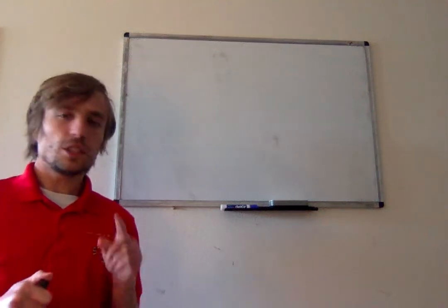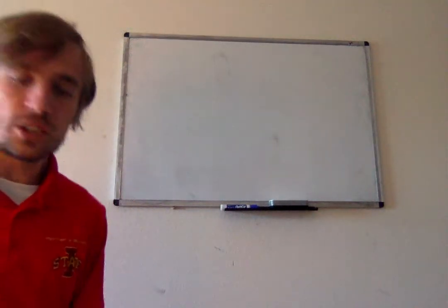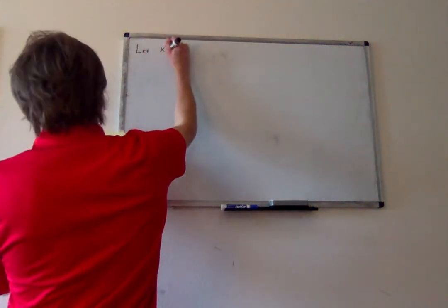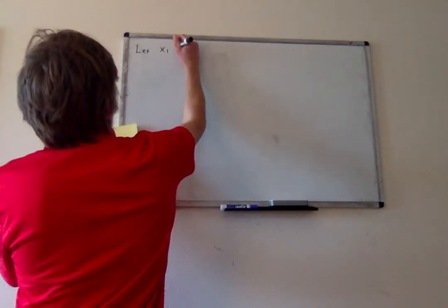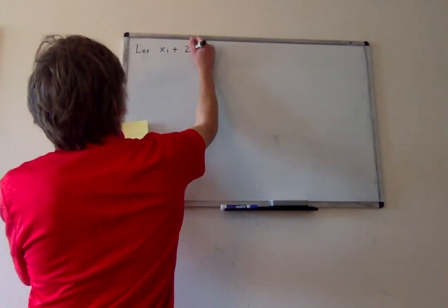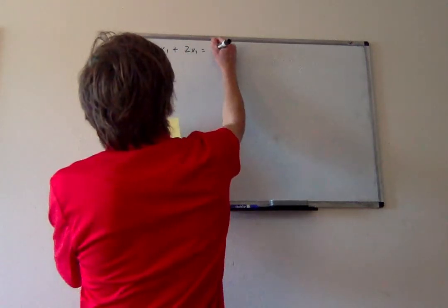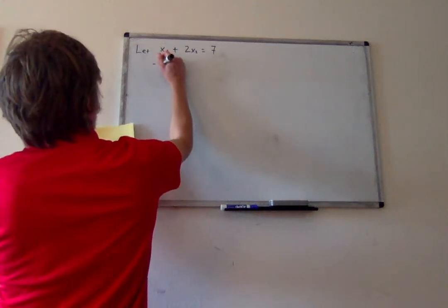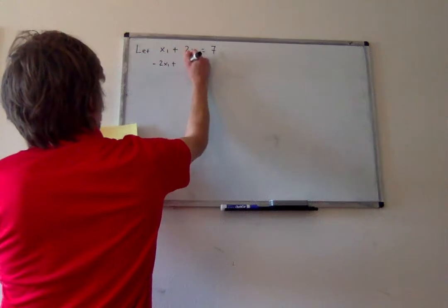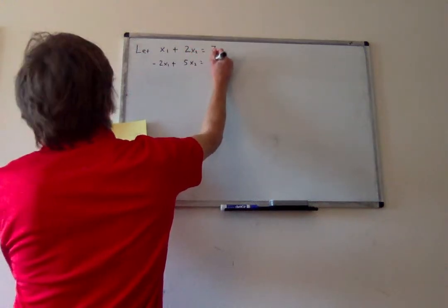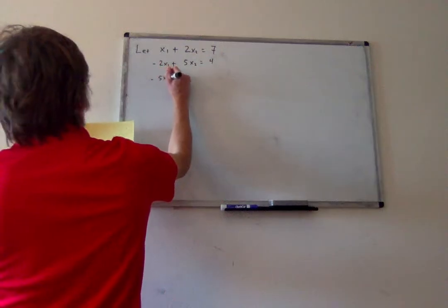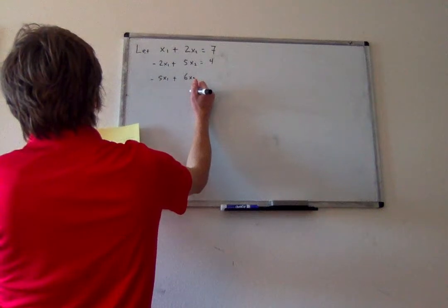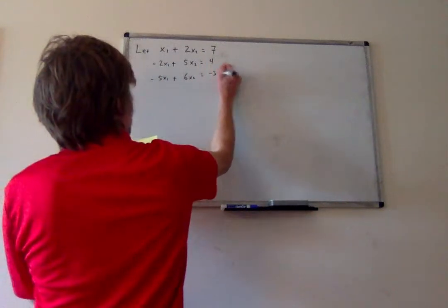So let's go back a section or two and let's solve some systems of equations. Let x1 plus 2x2 equals 7, minus 2x1 plus 5x2 equals 4, and negative 5 times x1 plus 6 times x2 equals -3 be a system of equations.